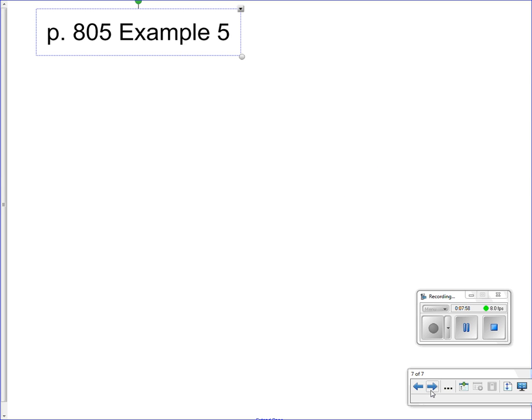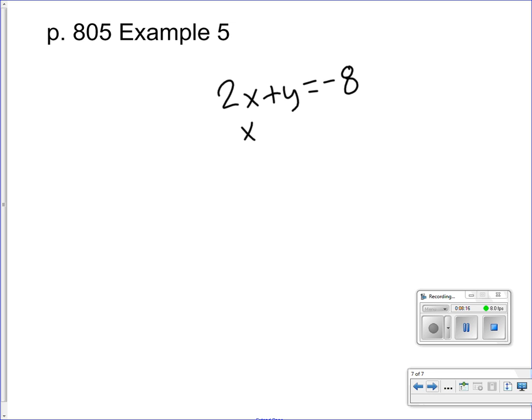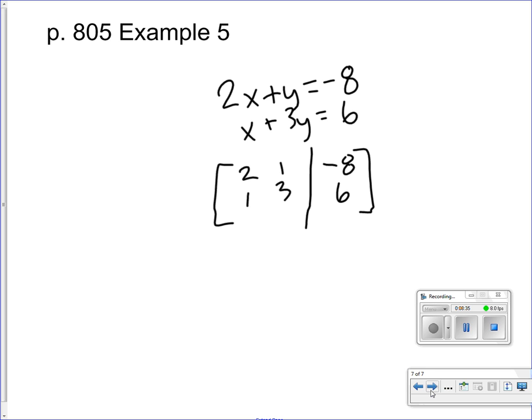So let's go into our textbook, onto page 805, and we're going to do example 5. So we're going to go through all the steps here. So example 5, we have 2x plus y equals -8, and x plus 3y equals 6. So remember, step 1 is to write this as an augmented matrix. So we have our coefficients, and then our line to represent the equal sign, and our constants. So that's step 1. We have an augmented matrix.